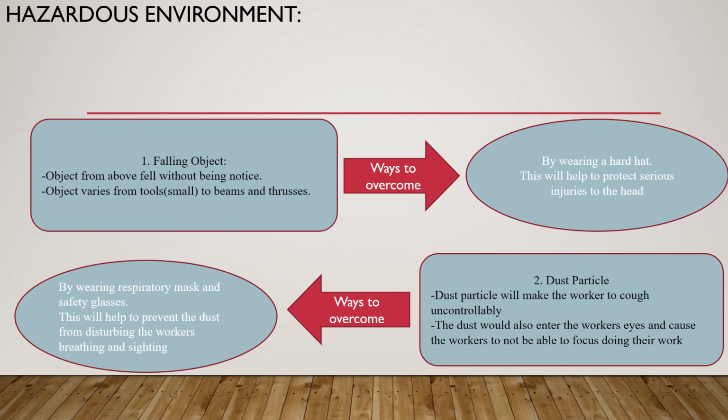Okay, moving on to the hazardous environment. So the first one is falling objects. Falling objects may fall from a height without being noticed, and the objects that fall vary from tools, which are small objects, to beams and trusses, which are big objects. Okay, so the way to overcome this is by wearing a hard hat. Wearing a hard hat will help to protect against serious injuries to the head.